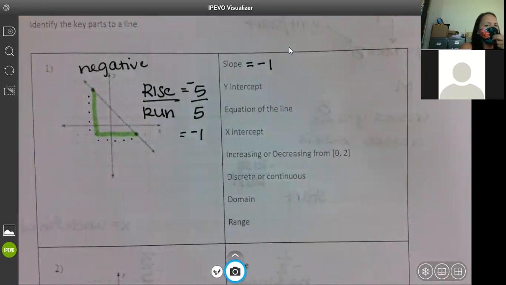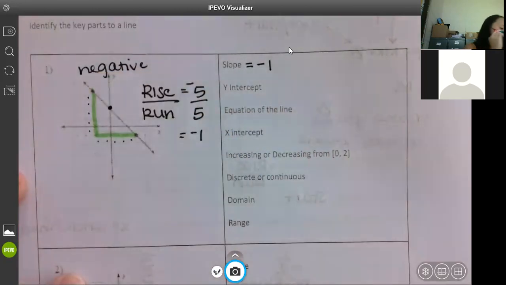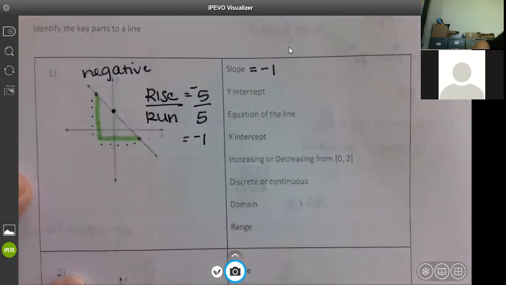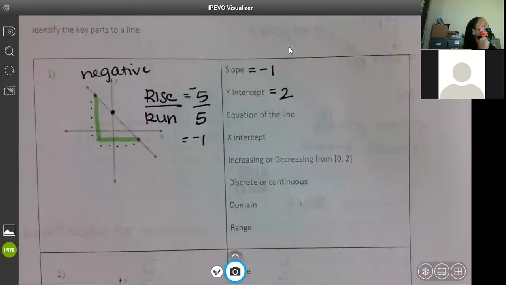Where did we start? Remember, that's our y-axis. Where does it look like we started? Look hard. Do you see 3 or 2? I see 2. They're hard to see, so you can count.